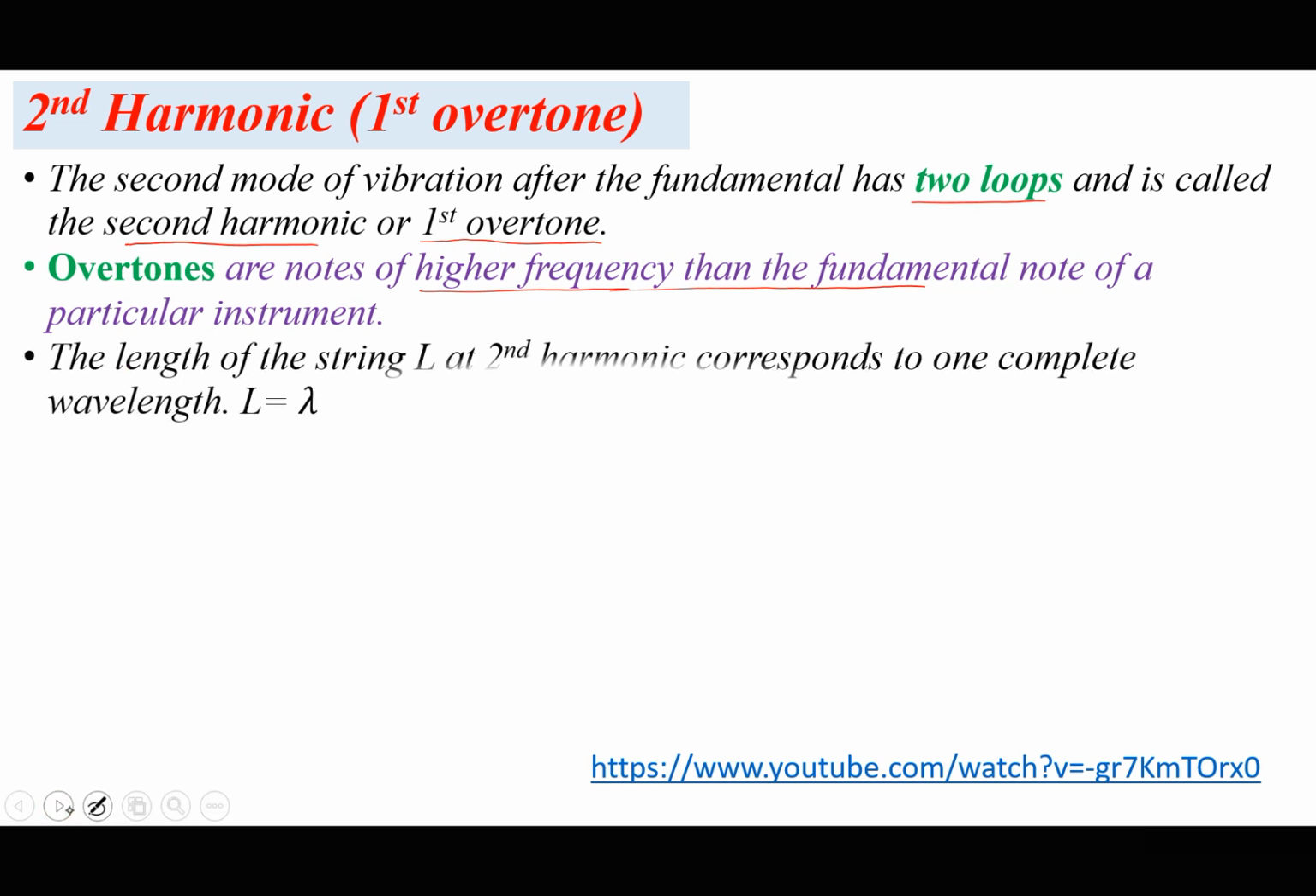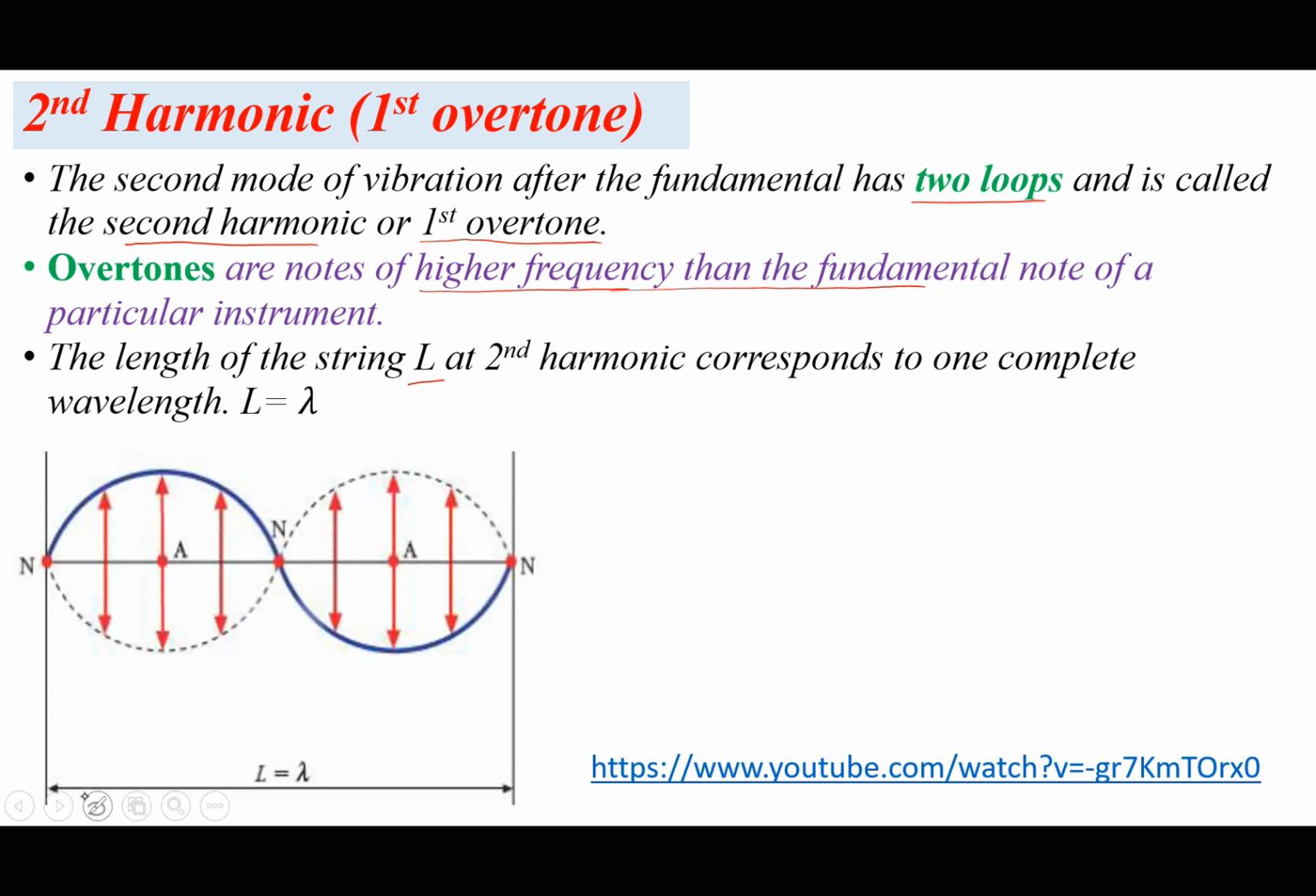The length L of the string at second harmonic corresponds to one complete wavelength. If we look at this diagram, we now pluck the string so that in the same length L, instead of having only half a cycle, we now have a full cycle. Remember, the length of one cycle is the wavelength. So if I use the general wave equation, frequency is equal to V over wavelength, it means the frequency F is going to be V over L.